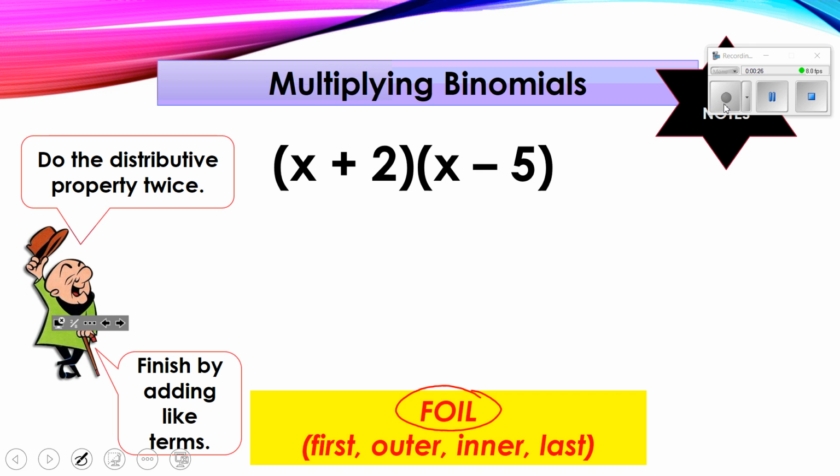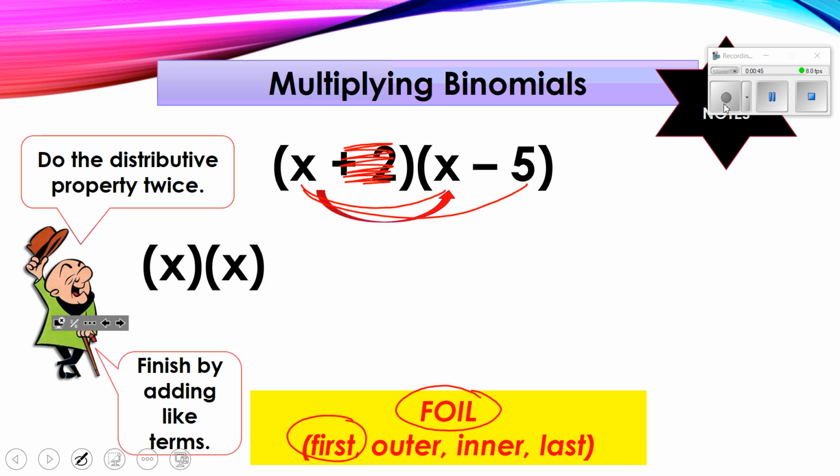The way this works is we're going to act like this second term in our first binomial does not exist, and we're going to use the distributive property here. When we do our x times x, we call that first terms. We're multiplying the first term in the first binomial times the first term in the second binomial. That's x times x. Then we're going to do the outer terms, which is the second part of our distributive property, which is x times negative 5. Technically, this should say plus 5.